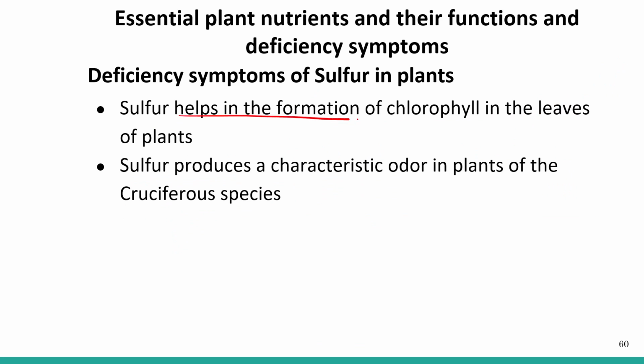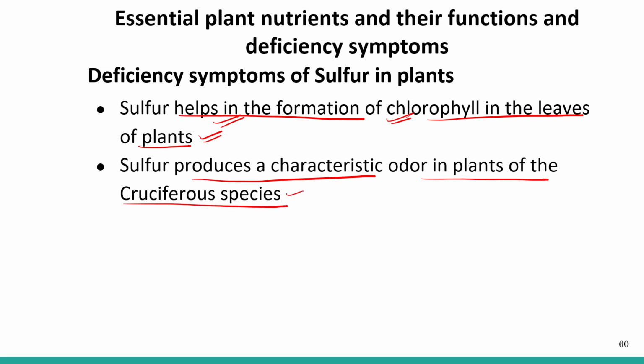Sulfur helps in the formation of the chlorophyll in the leaves of the plants. So it is not required directly, but it helps in the formation of chlorophyll. Sulfur produces a characteristic odor in plants of the cruciferous species. Cruciferous means mustard family. So that is also having a particular odor, right? That is due to the presence of sulfur in this particular family.